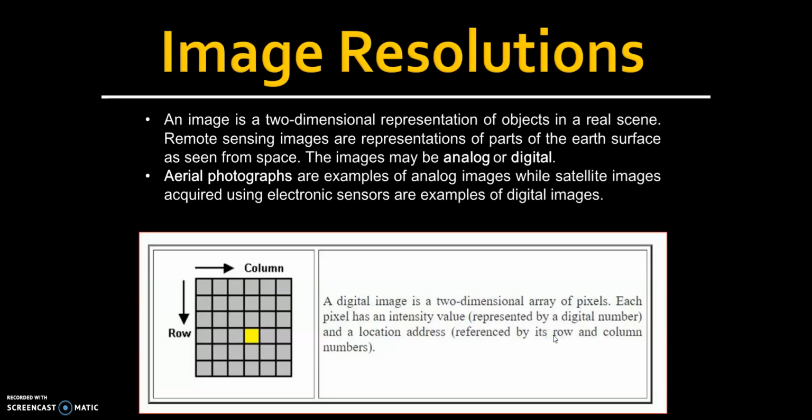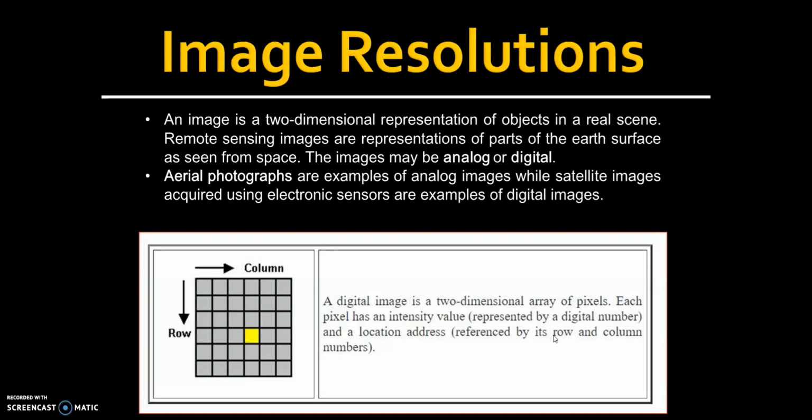So what is an image? To know more about image resolution, first we have to understand what an image is. An image is a two-dimensional representation of objects which we observe in the real scene. Remote sensing represents the parts of the Earth's surface which are seen from space. The images can be of two types: one is analog, the other one is digital.